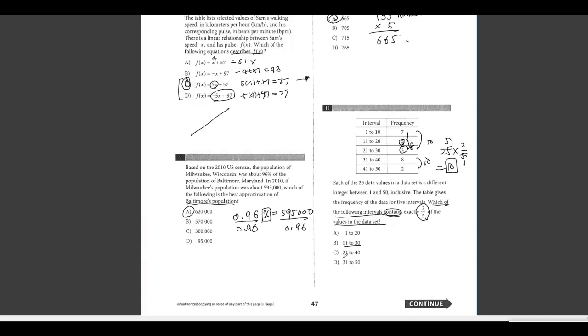21 to 40, 3 and 8 is 11. No good. 30 and 50, 8 plus 2 is actually 10 data. Okay, choice D is the answer.